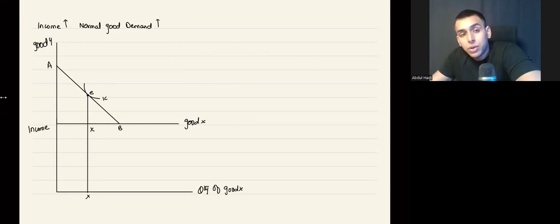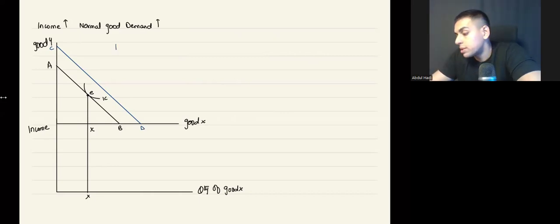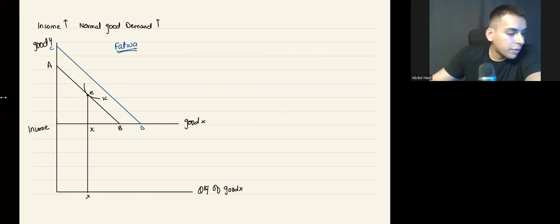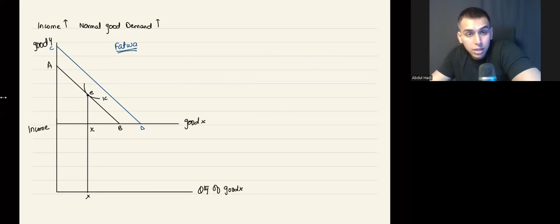Now, if there is an increase in income, my purchasing power will rise for both of these goods. So it will shift rightwards from AB to CD. This is the basic diagram of increase in income. It will stay the same throughout. Doesn't matter which kind of good I'm talking about.